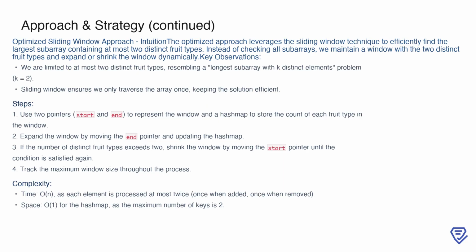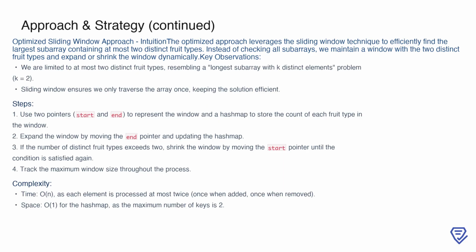Starting with both pointers at the beginning, we expand the window by moving the end pointer and updating the hash map to include the new fruit. If the number of distinct fruit types inside the window exceeds 2, we shrink the window by moving the start pointer forward and updating the hash map to remove or adjust the count of fruits until the condition is met again. Throughout this process, we keep track of the maximum window size.